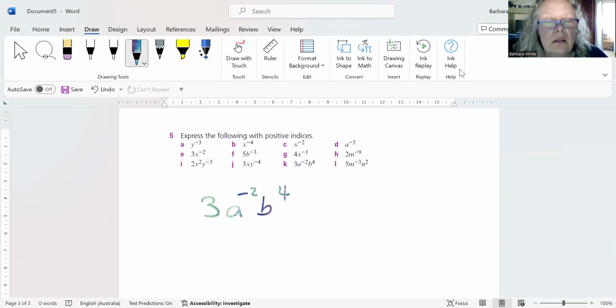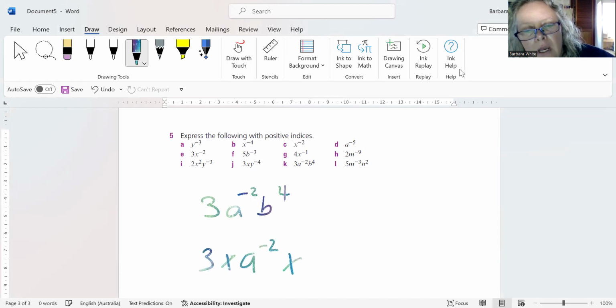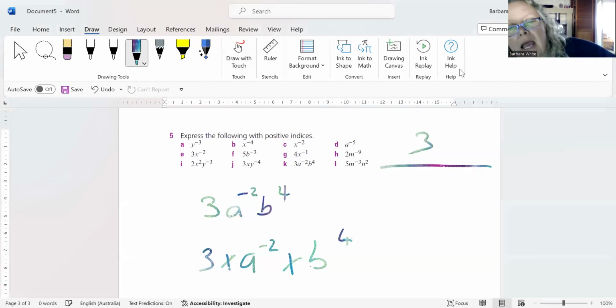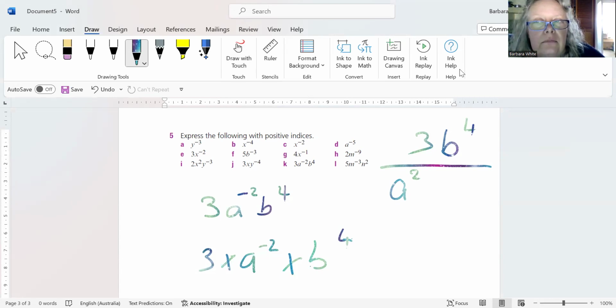Now remember, the best way to make sense of it is to expand. So we're going to go 3 times a to the power of minus 2 times b to the power of 4. 3 is to the power of 1, as you know, which is a positive number that goes on top of the fraction. A to the power of minus 2 goes on the bottom of the fraction and becomes a to the power of 2, and b to the power of 4 stays on the top. So the positive ones stay on top and the negative ones go underneath and become positive. I hope that helps.